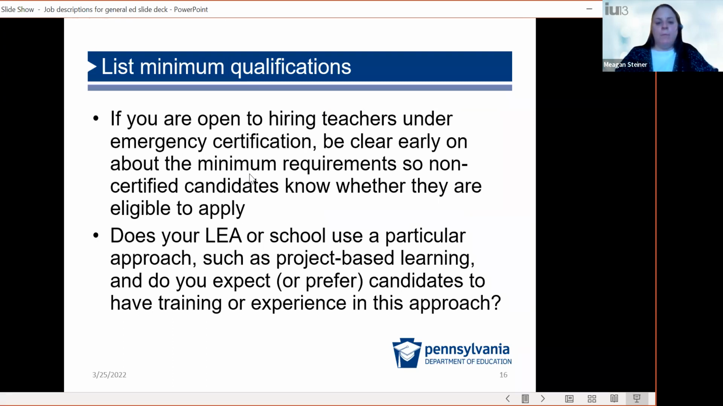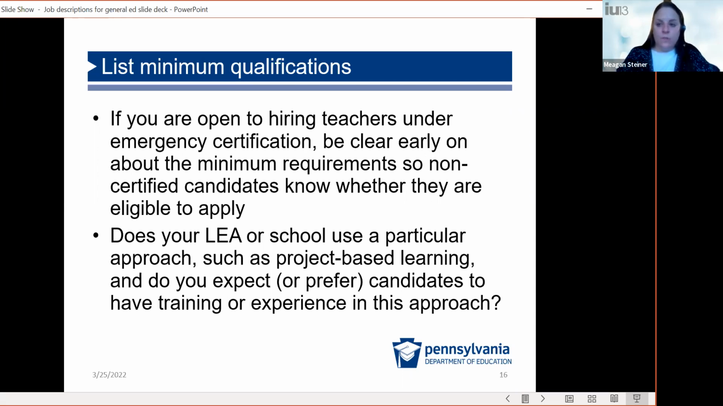Next is listing minimum qualifications. Again, seems obvious, but doesn't always happen, or doesn't always happen clearly. So for example, if you're open to hiring teachers under emergency certification, be clear upfront early on about the minimum requirements so that non-certified candidates know whether they're eligible to apply.